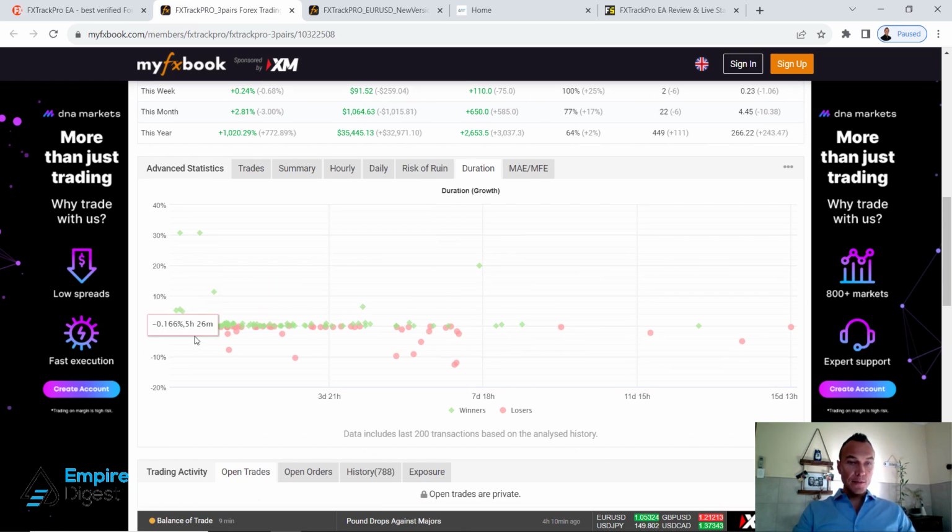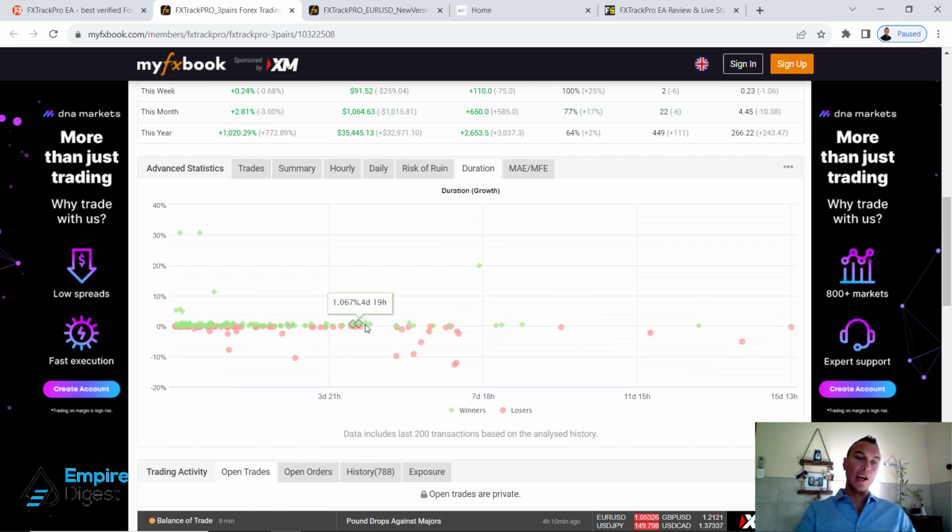Now, on this specific pair, you can see the majority of the trades is around the 4-day mark. So anywhere from 2 to 3 days, and then up to 4 days. There's quite a few trades that's running for about 7 days, which is a week, and then the longest trade was a loss trade, and it ran for 15 days. That's quite long. Imagine the swaps on that.